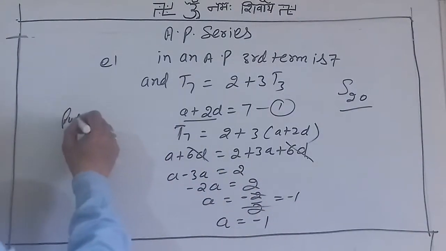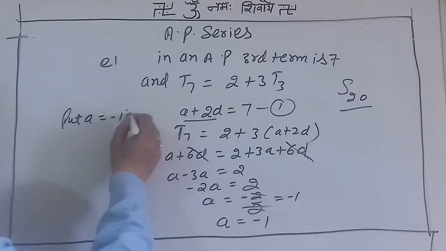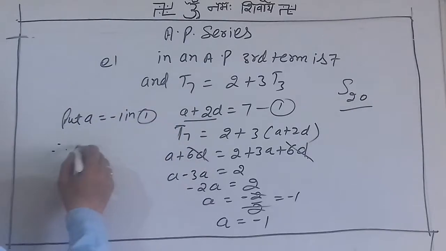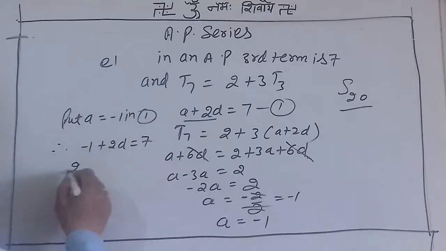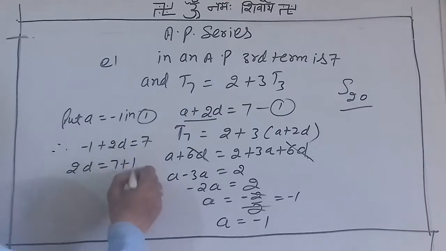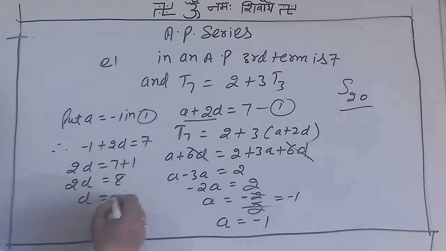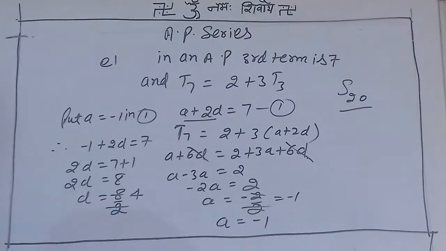Put a is equal to minus 1 in 1. Therefore, minus 1 plus 2d is equal to 7, or 2d is equal to 7 plus 1, or 2d is equal to 8, or d is equal to 8 upon 2, that is equal to 4. A is equal to minus 1 and d is equal to 4.